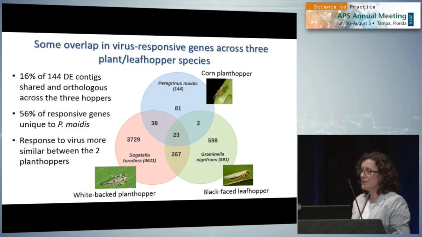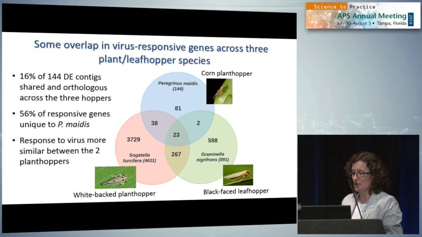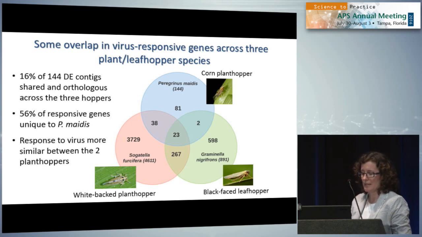And so when we look at the conserved responses and unique responses, we actually see that only 16% of those 144 differential contigs were shared between the 3 different systems. So there's only really a handful of those sequences that are similar, that are responding. And 56% of those responsive genes were unique to Peregrinus maidis.